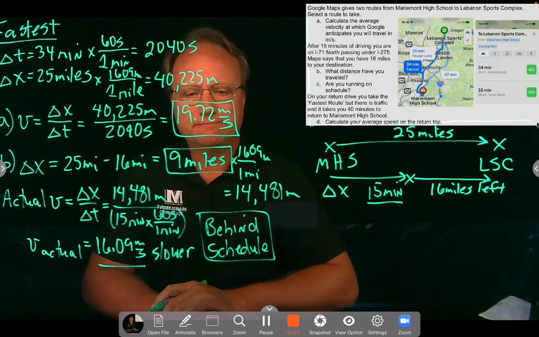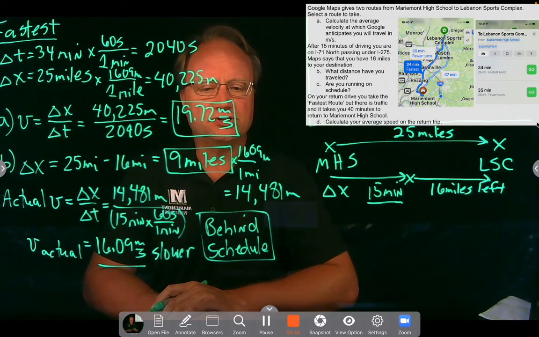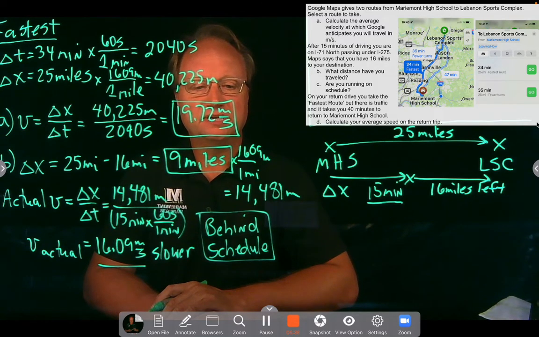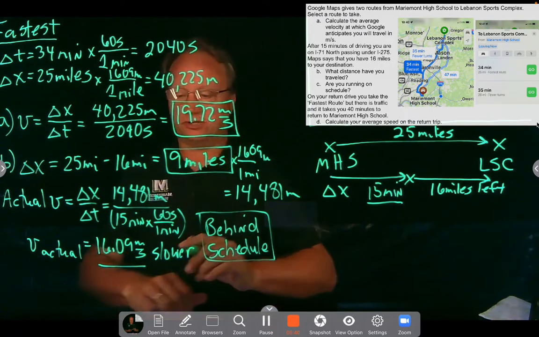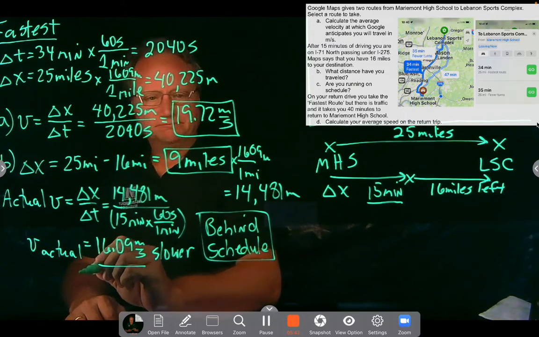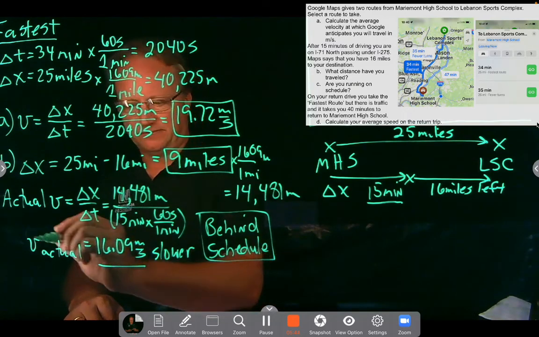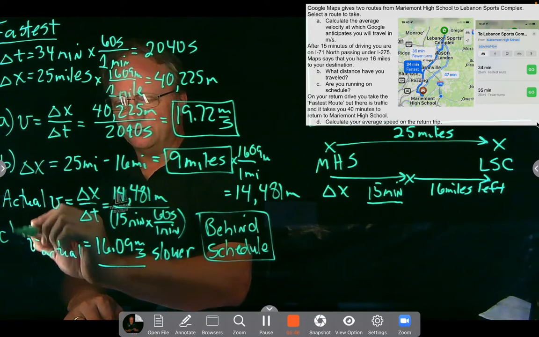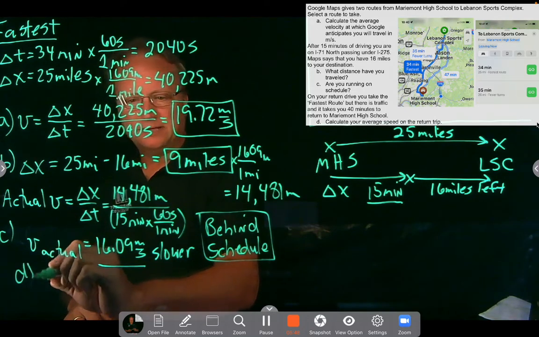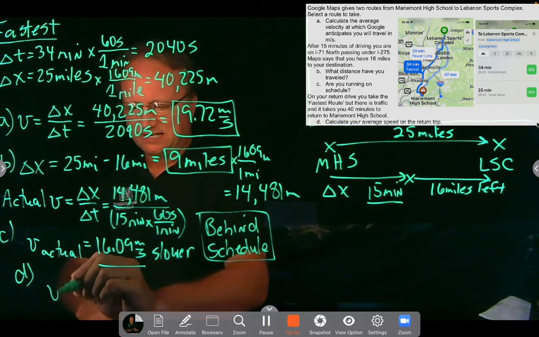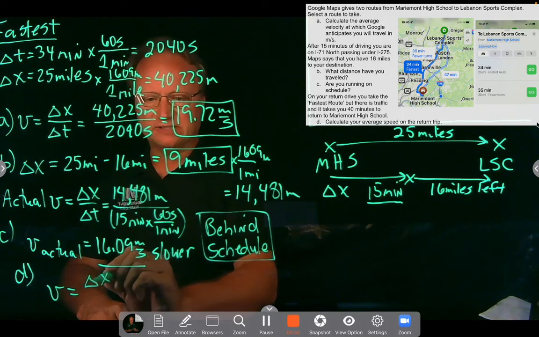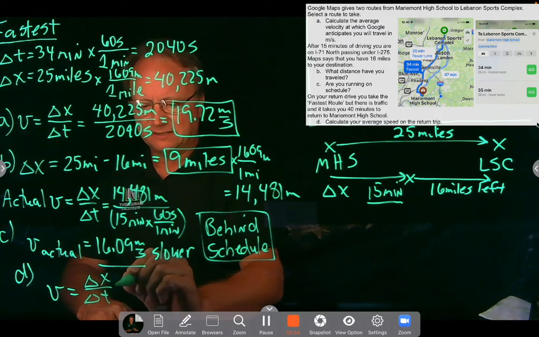Part D. On your return drive, you take the fastest route, but there is traffic and it takes you 40 minutes to return to Marymount High School. Calculate your average speed on the return trip. Well, and this was part C. Part D, V is equal to delta X over delta T.